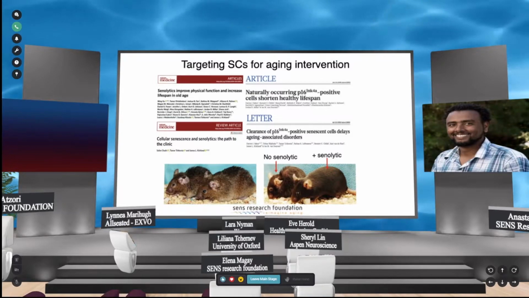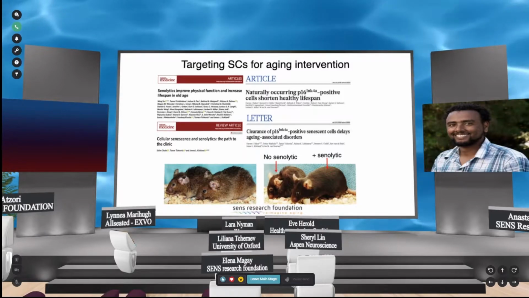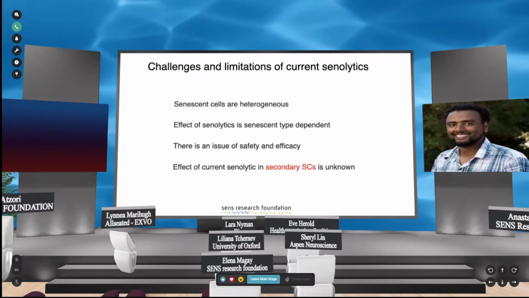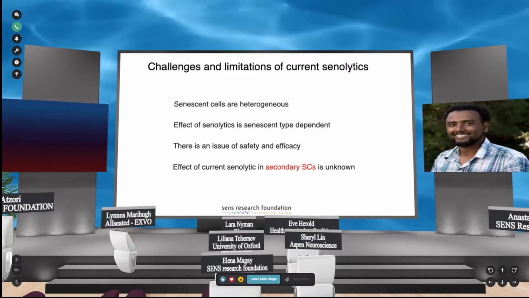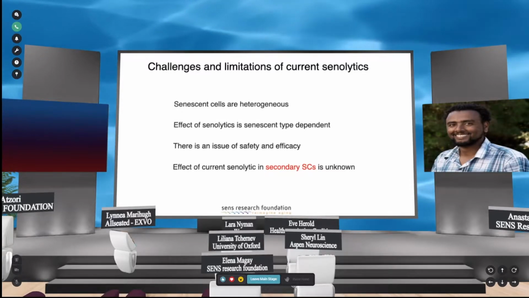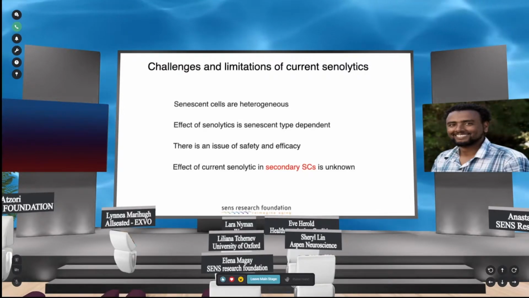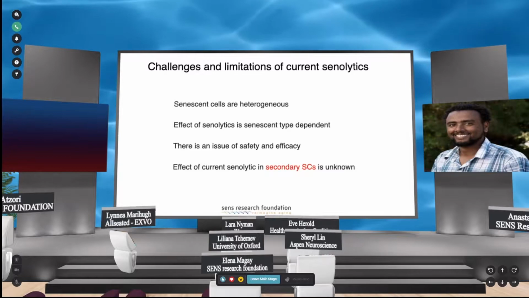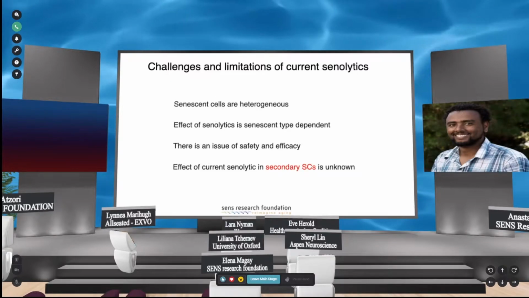So if you have this interesting method of removing senescent cells for lifespan and health span extension, what are the limitations and challenges of the current senolytics, or generally the way we remove senescent cells? One important notice in senescent cells is that they are highly heterogeneous, and because of that, some of the cells are resistant to senolytic treatment. Some senolytics are effective in one type of senescence, other senolytics are effective in other types of senescence. So there is no single senolytic drug that is effective to remove all types of senescent cells in our body.